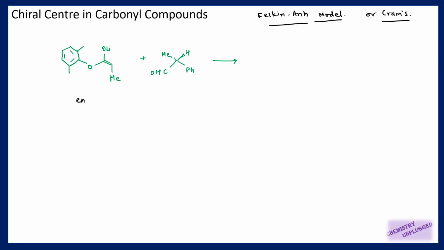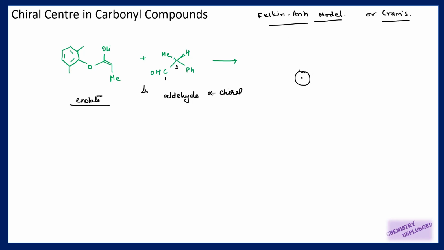So here I have an enolate, right? And here I have an aldehyde group, and in this aldehyde I have an alpha chiral center, meaning on the alpha carbon I have a chiral center. So according to the Felkin-Anh model, I can write it like this: suppose this is my carbon 1, this is 2, and I am looking from this side. When I am looking from this side, carbon 1 is like this dot, and the second carbon is like this outer circle.